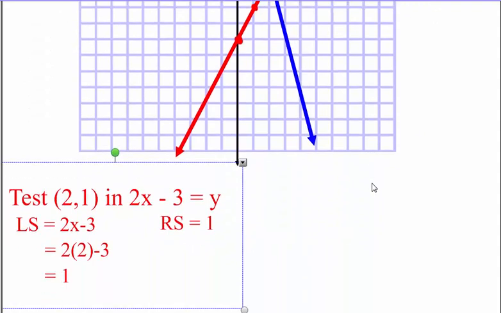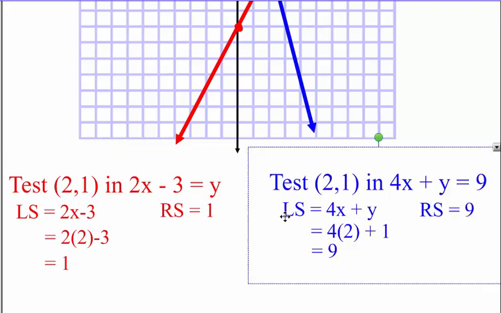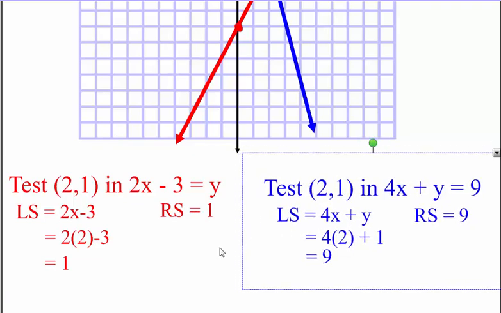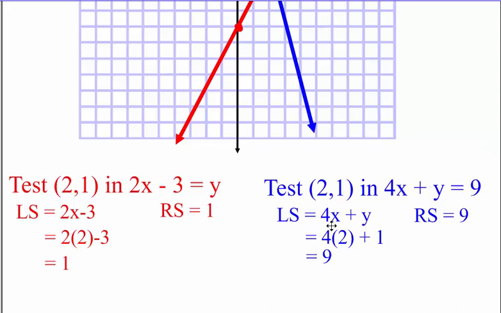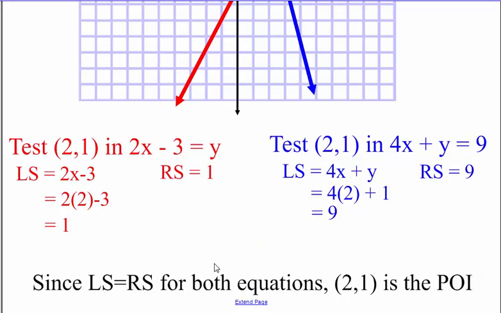and I'll test 2, 1 in 2x minus 3 equals y. The left side of that is 2x minus 3, which is 2 times the 2 from here, minus the 3, which is 1, and the right side, of course, is just the y value, which is a 1. So far that looks pretty good. Testing in the second equation, in the 4x plus y equals 9, the left side is the 4x plus y, so 4 times 2 plus the y value of 1 is a 9, and of course the right side is 9. And so it's safe to say that since the left side is the right side for both equations, 2, 1 is the point of intersection.